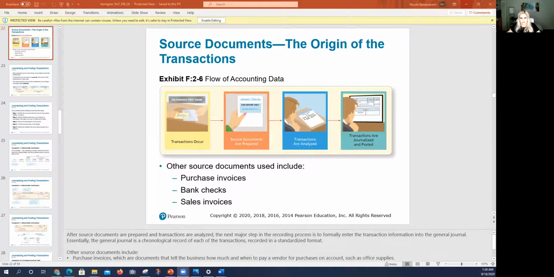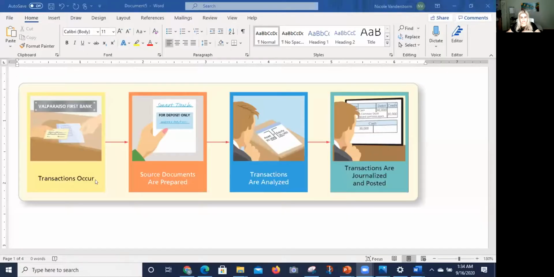When we look at the screen, we're looking at our transactions as they occur. Source documents are prepared because they're proof of that. Then these transactions are analyzed, and then they're journalized and posted. The piece of that which is driven by internal controls is really going to be focused around your source documents that are prepared. So like I said, transactions will occur, source documents are prepared, they're analyzed, and then they're journalized and processed.